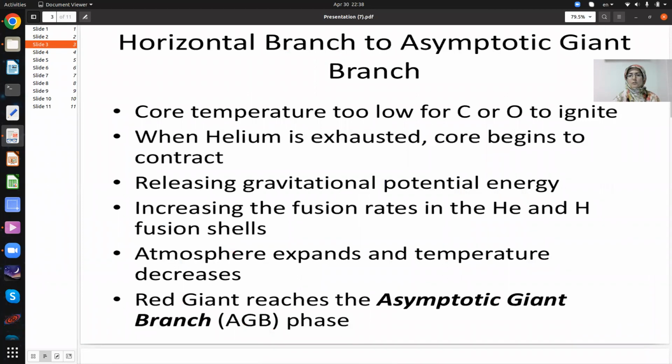The horizontal branch star moves to the asymptotic giant branch. The core temperature is too low for carbon or oxygen to ignite. When helium is exhausted, the core begins to contract, releasing gravitational potential energy, increasing the fusion rates in the helium and hydrogen fusion shells. The atmosphere expands and the temperature decreases, and the red giant reaches the asymptotic giant branch, or AGB, phase.